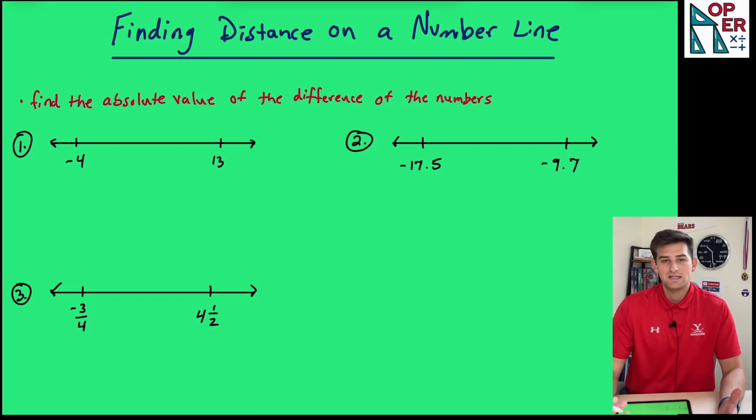Let's talk about how we can find the distance between two numbers on a number line. So to do this, we notice in red here in our bullet point, we want to find the absolute value of the difference of the numbers. Okay, so when we say difference, we're going to subtract.